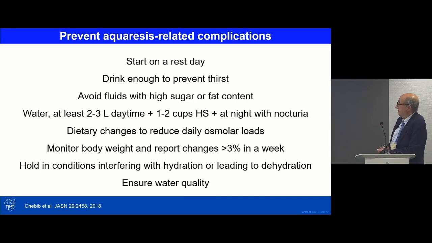So it's very important to prevent the immediate effect of aquaresis. So it's important to start on a Saturday or Sunday, on a rest day, not to start on a work day. That makes it miserable. Patients should learn to drink enough water to prevent thirst, and avoid fluids with high sugar or fat content. Drink at least 2 to 3 liters during the daytime, plus 1 or 2 cups at bedtime and at night if they have nocturia. And that's a minimum, as most patients may need to drink more than that. Also, make dietary changes to reduce daily osmolar loads, so a low sodium diet and moderate restriction in protein intake. Monitor body weights, especially in the early phases of treatment.